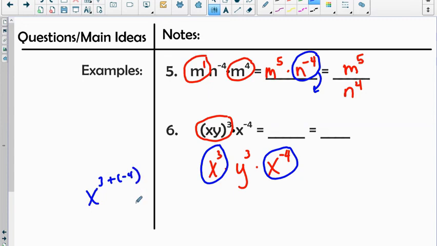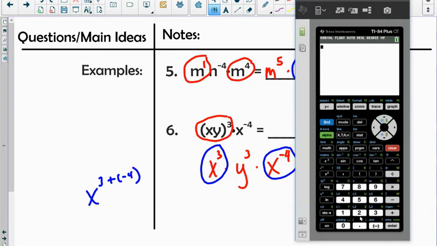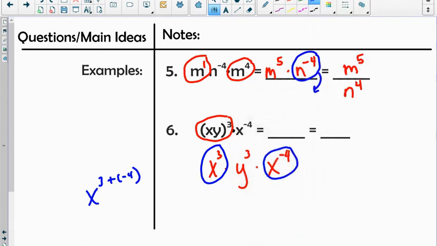So if it's helpful, don't forget you can always double check using your calculator. 3 plus, and I always like to use parentheses around the negative numbers just to be safe. I can never trust my calculator otherwise. And when you add together those two exponents, 3 plus negative 4, we do get a power of negative 1 for the x. So this is going to become x to the negative 1, and then we bring down the y cubed.